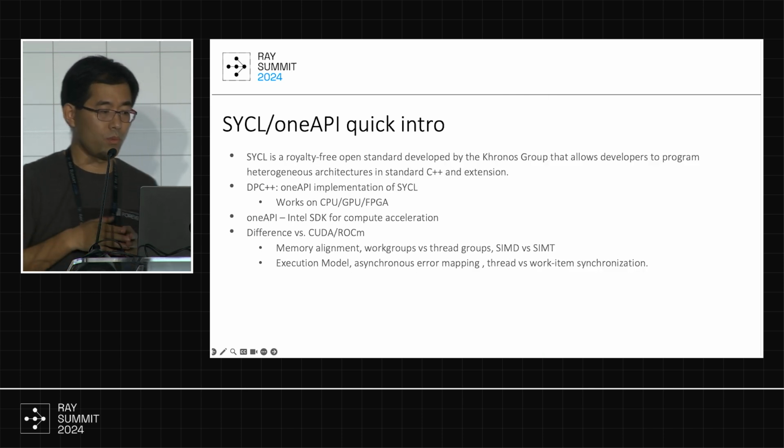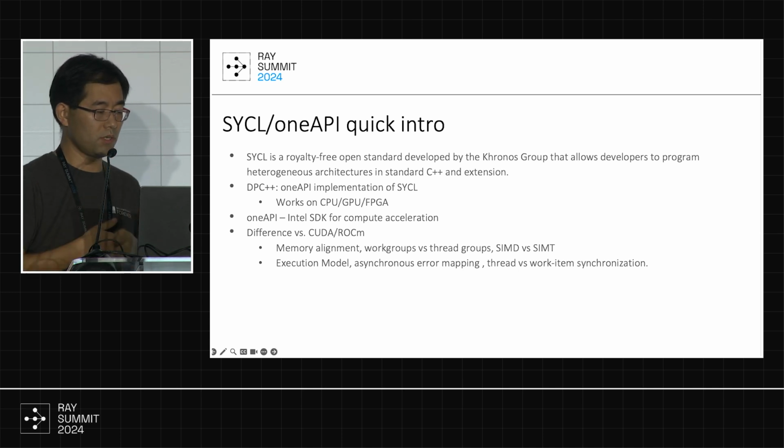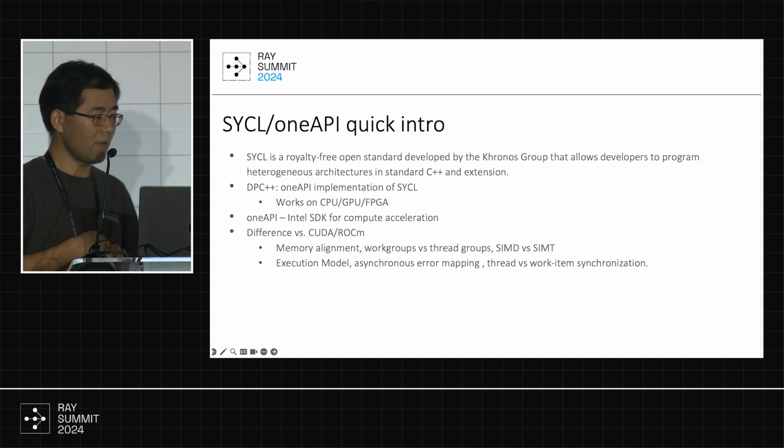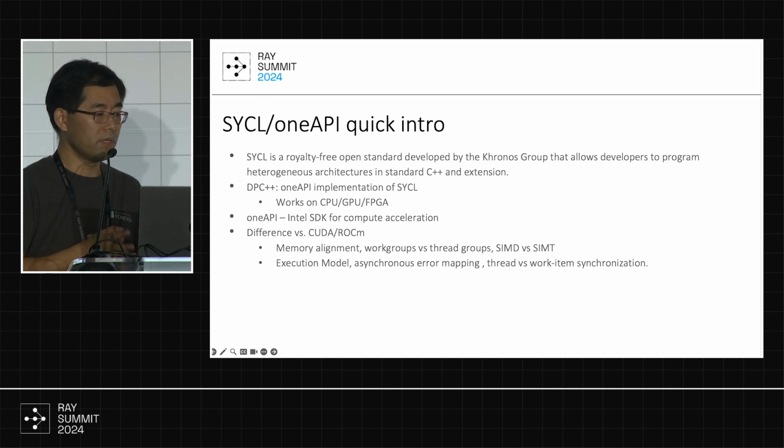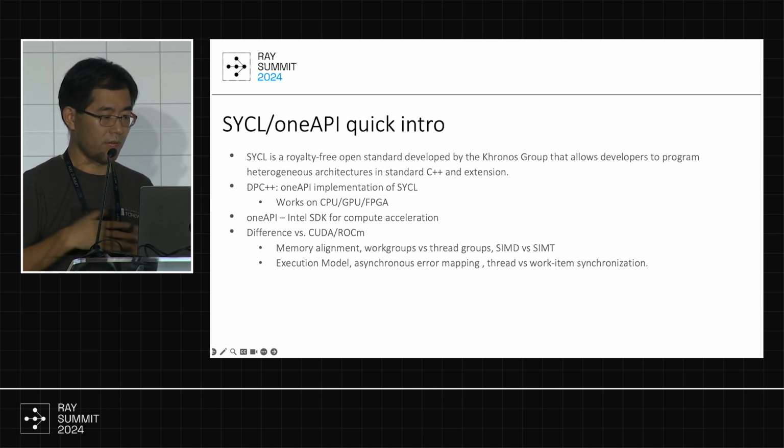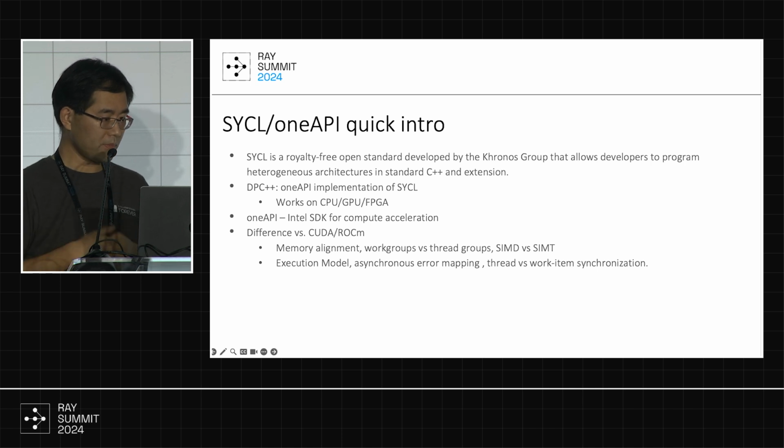Okay, so when talking about GPU, people talk about CUDA, right? And on the Intel platform, we have SYCL. SYCL is a royalty-free open standard developed by the Khronos Group. It allows developers to program heterogeneous architectures using standard C++ with some extensions. And DPC++, which means Data Parallel C++, is Intel's implementation of SYCL. It works on multiple different devices, like CPU, GPU, and also FPGA platforms.